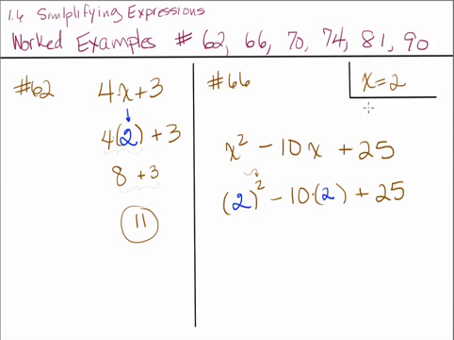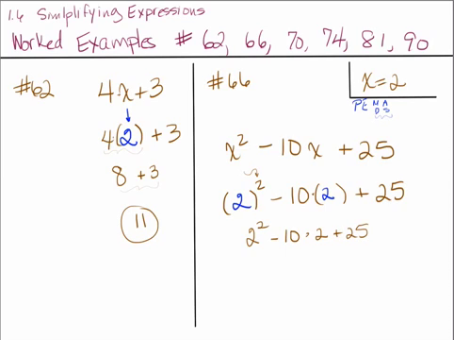If you'll recall, your order of operations is parentheses first, then exponents, then multiplication and division, and then addition and subtraction, left to right. I don't have any parentheses here. Well, I do, but there's nothing inside to do in those parentheses. I could actually have written this problem without the parentheses. 2 squared minus 10 times 2 plus 25.